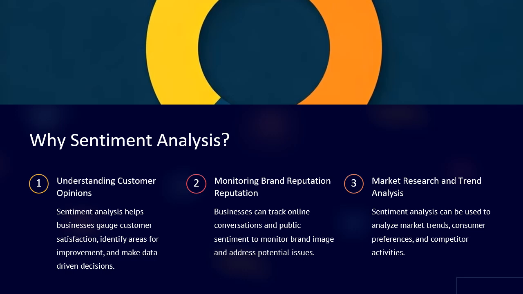Market research and trend tracking. Sentiment analysis is also an invaluable tool for market research and trend tracking. By examining customers' sentiment, businesses can identify shifting preferences and emerging trends within their target market. This insight allows companies to stay ahead of competitors by adapting their strategies to meet changing customer demands.